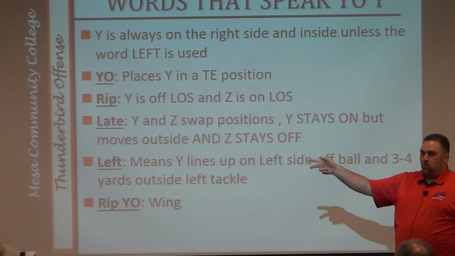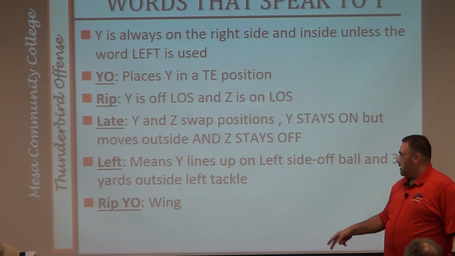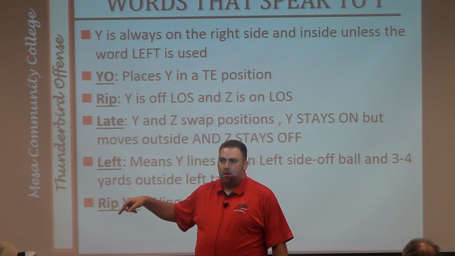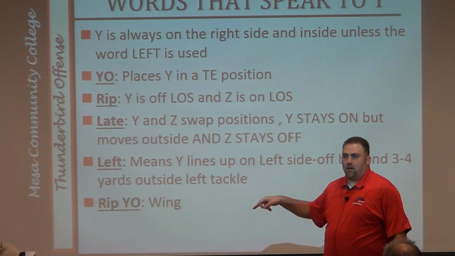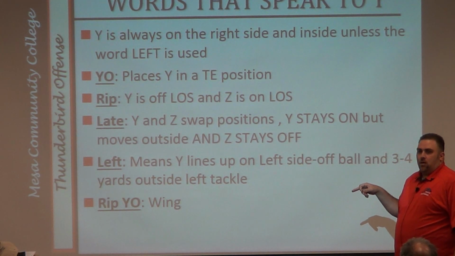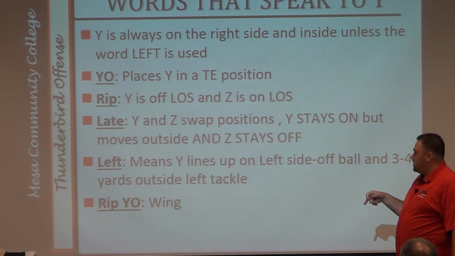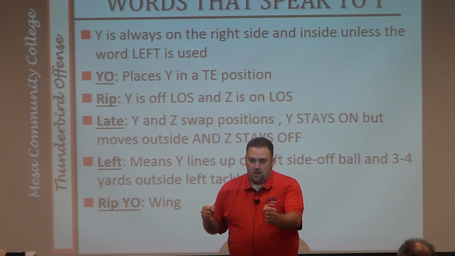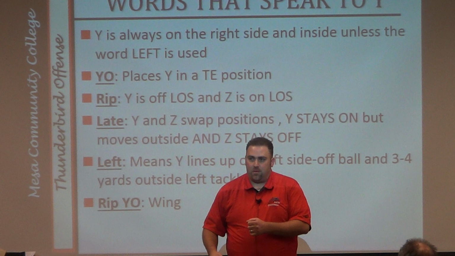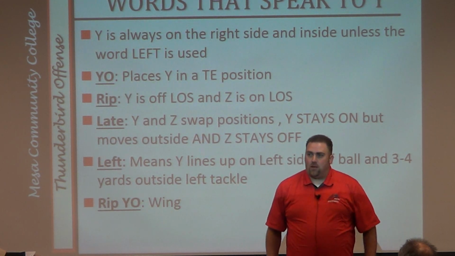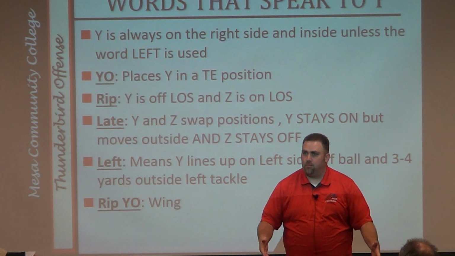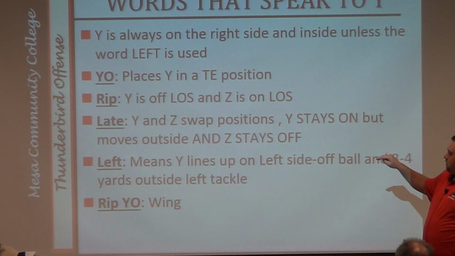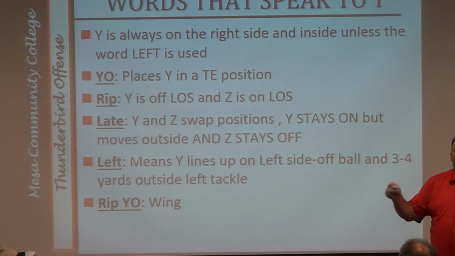If I say late, we already talked about that with Z, we switch Y and Z. I call late a lot when I'm throwing bubbles, because I want to throw a bubble to my Z, not my tight end, to get a four-yard gain. So I use these words to get the ball to the guy I want to get it to, depending on the situation. If I say rip yo, remember what rip was? It rips the Y off, puts the Z on. Yo told him to put his hand down, rip told him to come off. Now I've got my Y in a wing. I can run those wing sets like Auburn. So my tight ends learn one, two, three, four, five words, and I can put them anywhere on the field I want.